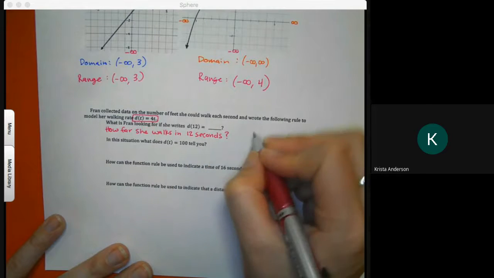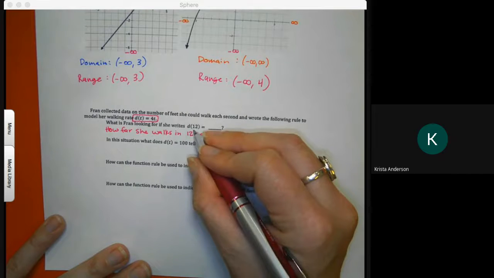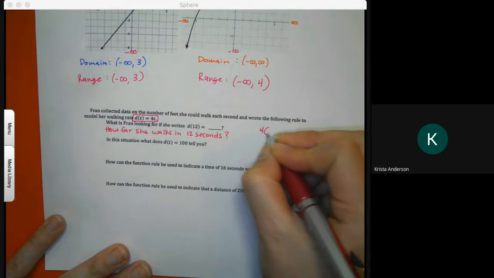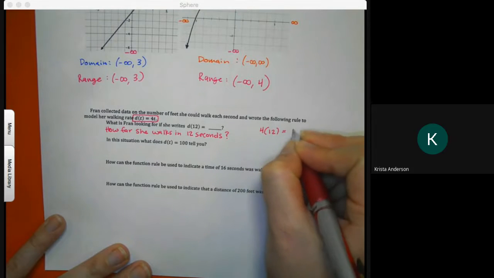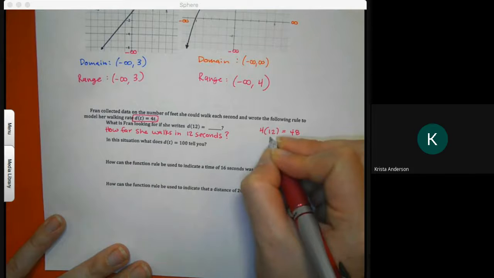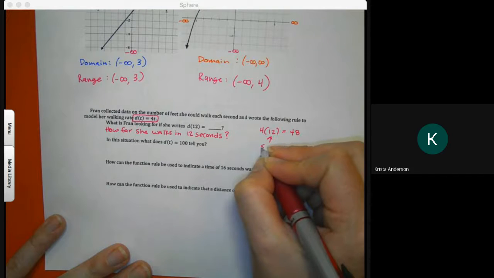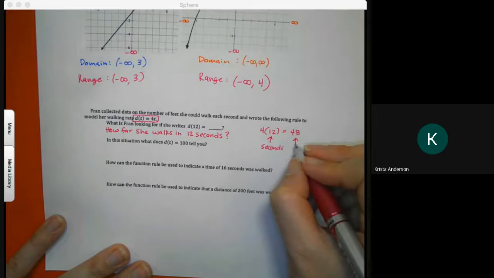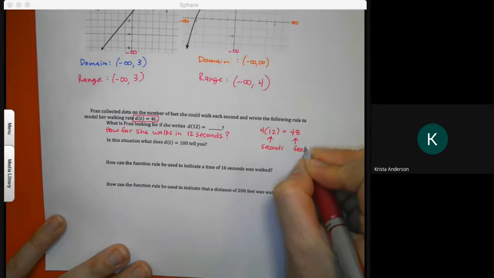So what I would do mathematically is I would take that 12 and plug it in for t, which would give me 48. So in 12 seconds, she walks 48 feet.